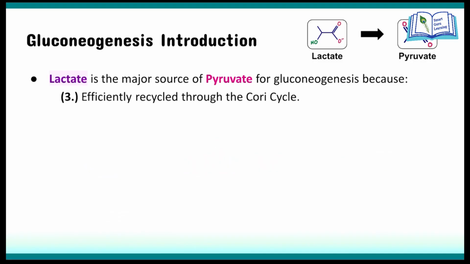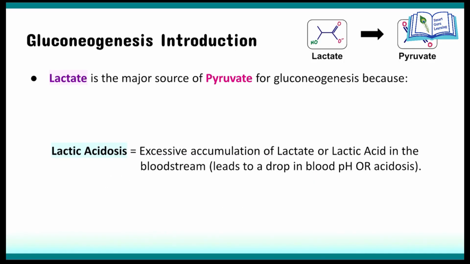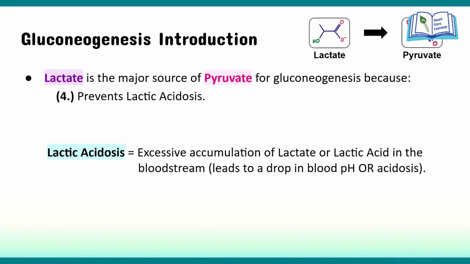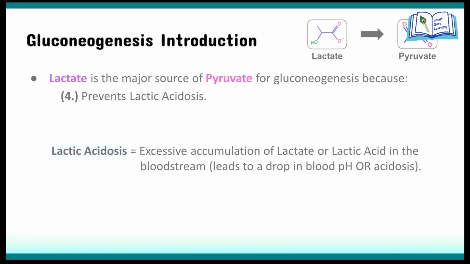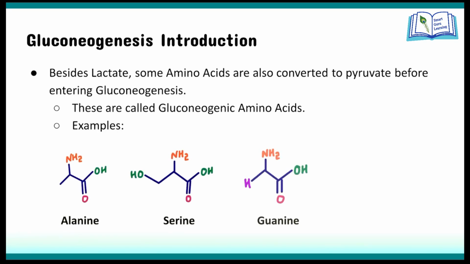3. Lactate is efficiently recycled through the Cori cycle. 4. The conversion of lactate to pyruvate prevents lactic acidosis. The liver prevents lactate accumulation and helps to maintain the blood pH balance. Also, some amino acids like alanine, serine, glycine, and cysteine are converted to pyruvate, which can further be used for gluconeogenesis. These amino acids are called glucogenic amino acids.